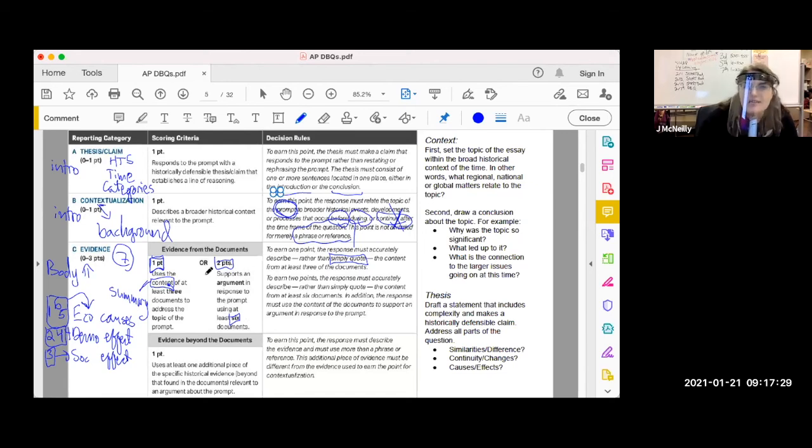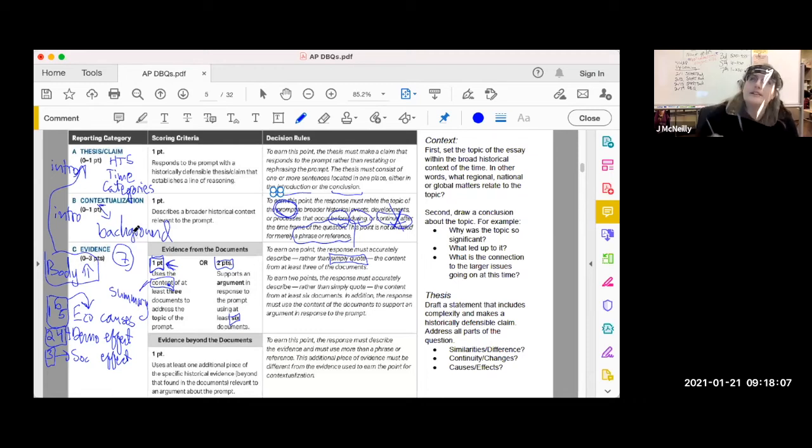Now, how many points do you get if you use 4 out of the 7? You still get 1. How many points do you get if you use 5 out of the 7? You still get 1. You have to meet this threshold of 6 to qualify for this second point. How many points do you get if you use all 7? Still just 2. There's no bonus points, okay? So at least 3, at least 6 to get those 2 points. And where you're going to be using the documents? In your body paragraphs as evidence to back up your thesis. Are we good so far?